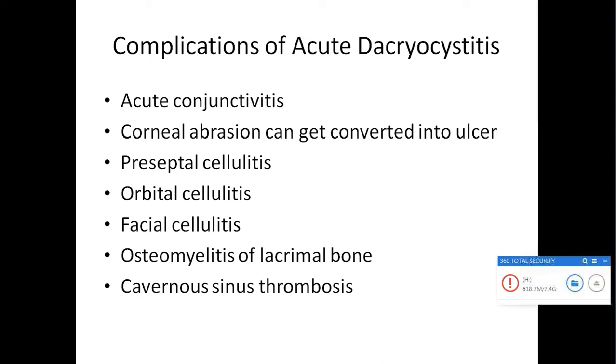Preseptal cellulitis can occur. If you don't treat preseptal cellulitis properly, it can enter the orbit through the orbital septum and get converted into orbital cellulitis. And then if the infection spreads onto the cheek and face, it becomes facial cellulitis. If the infection enters the lacrimal bone, the patient can have osteomyelitis of the lacrimal bone. And if infection enters through the venous drainage channel into the cavernous sinus of the brain, the patient can have a life-threatening complication like cavernous sinus thrombosis.